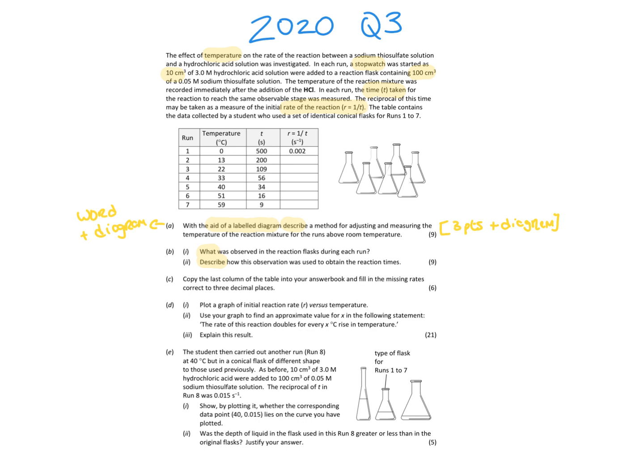Part C then asks you to copy the last column of the table into your answer book and to fill in the missing rates correct to 3 decimal places. So it's very important that you copy the column into your answer book, because that's what it says, copy the column, and then you are going to simply fill in your figures for rate by using your calculator. And we'll go through that in a second.